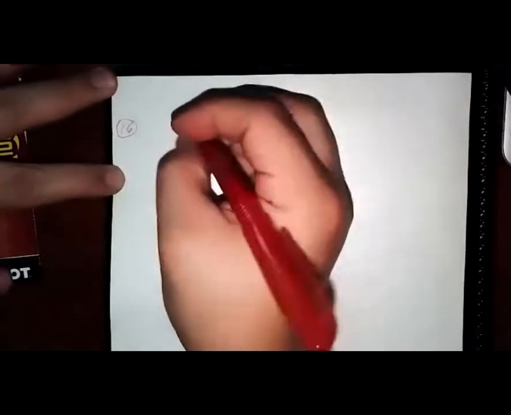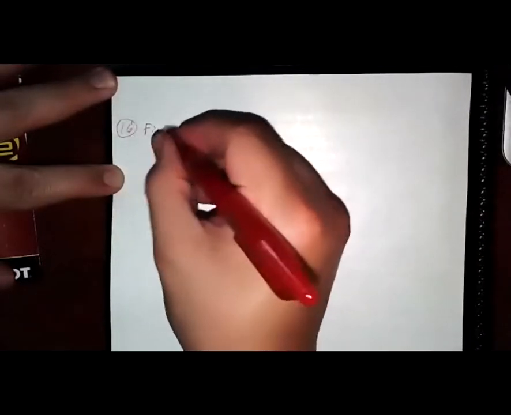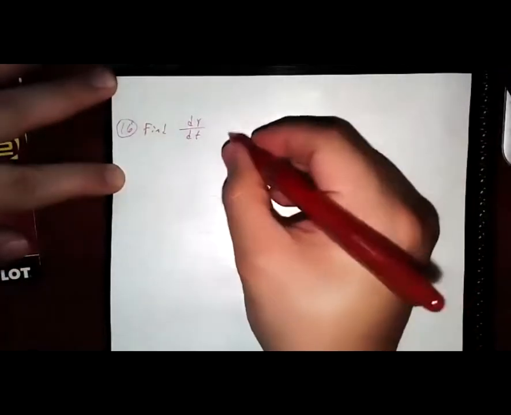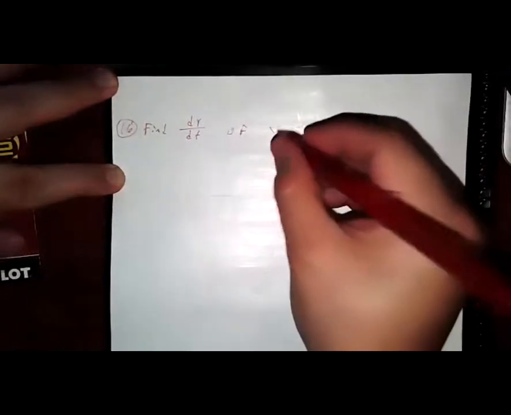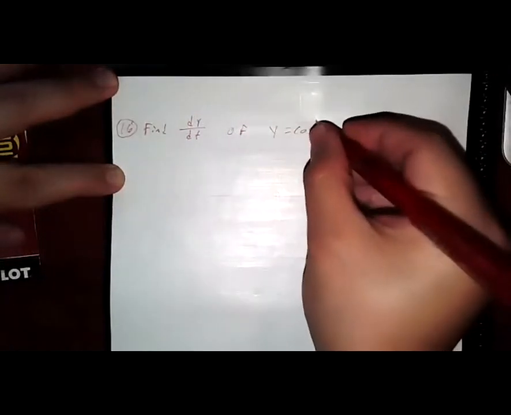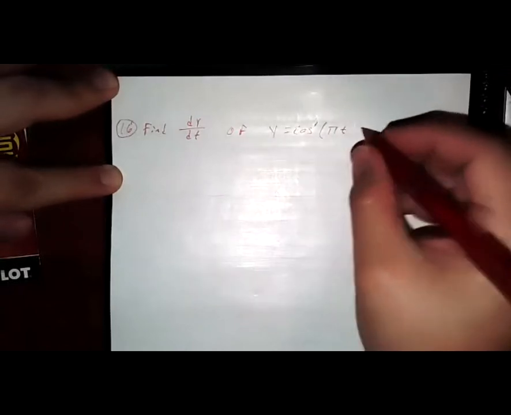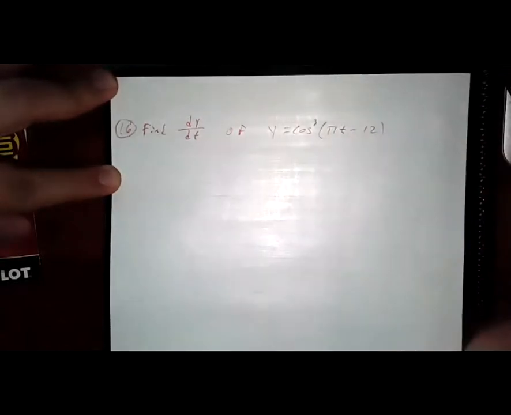Let me write this one down. 16. Find the derivative with respect to time of y equals cosine cubed of pi t minus 12. Okay.